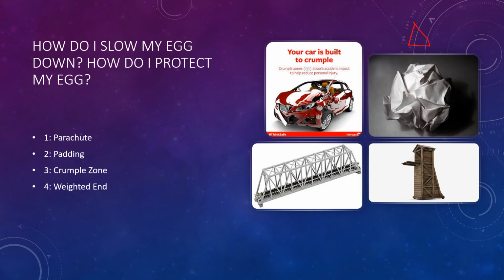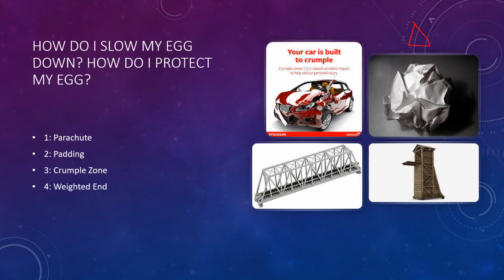The same thing can be true with our egg protector. Can you build some sort of crumple zone as your egg protector is hitting the ground to help absorb that velocity, to help absorb that force of impact? That might be something to think about.